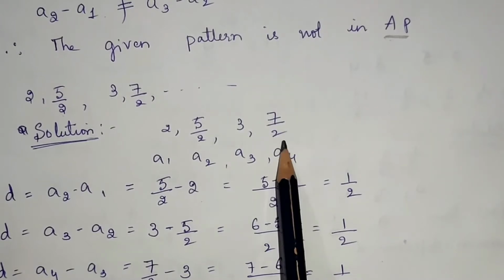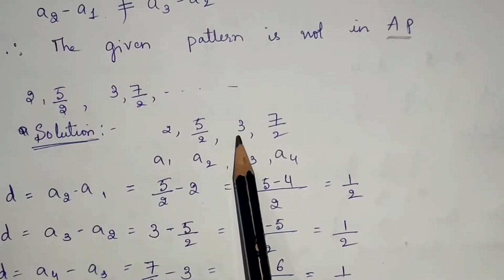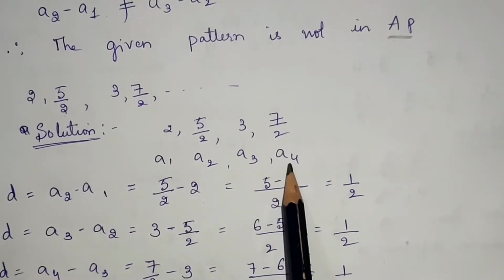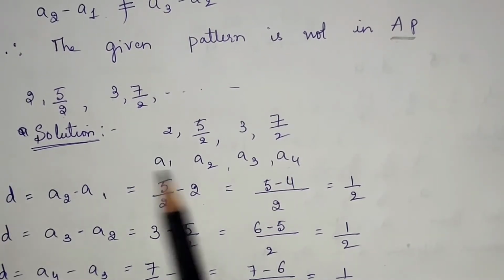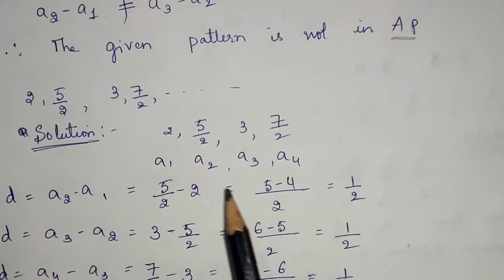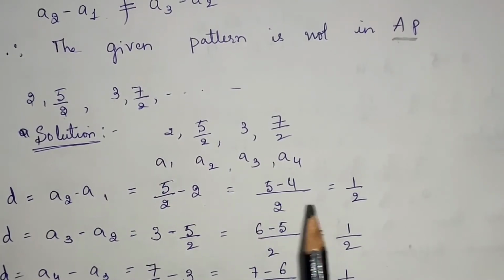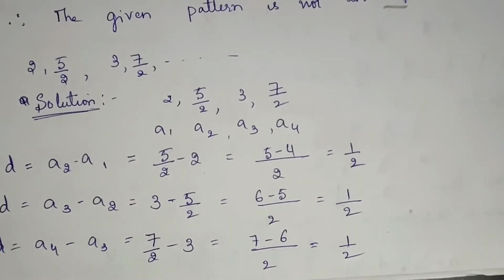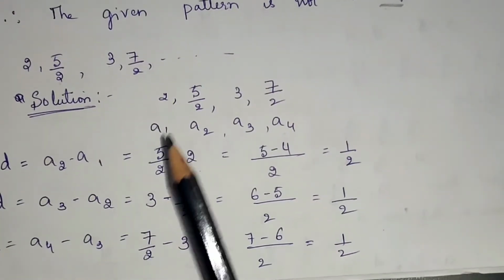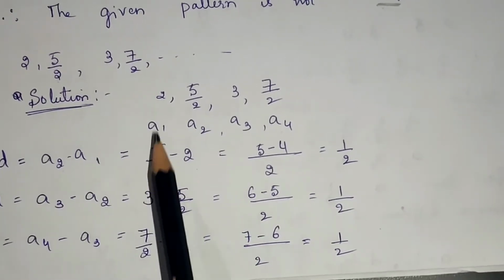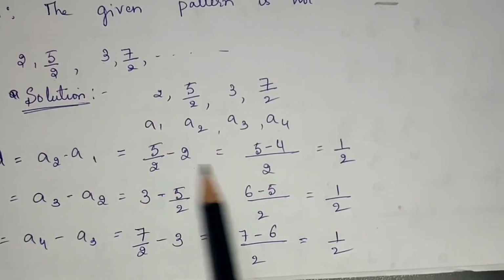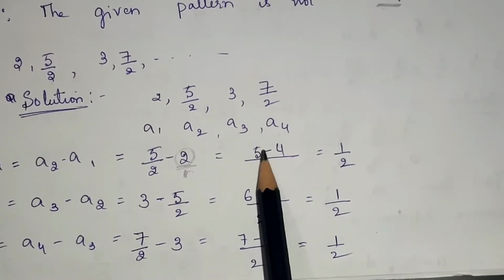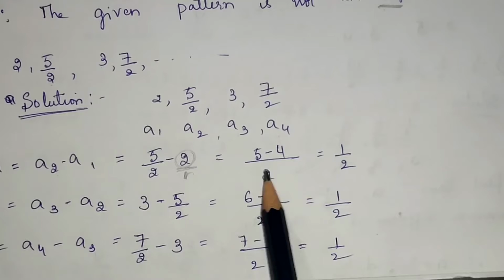Next question is 2, 5 by 2, 3, 7 by 2. Now write the pattern, that is 2, 5 by 2, 3, 7 by 2 and name it as A1, A2, A3, A4. Same procedure, that is finding the difference and confirm whether the difference you have got is same. Now, if you take the difference of second term minus first term, that is 5 by 2 minus 2. Here 2 is the LCM, multiply with 2. Now it will become 4.